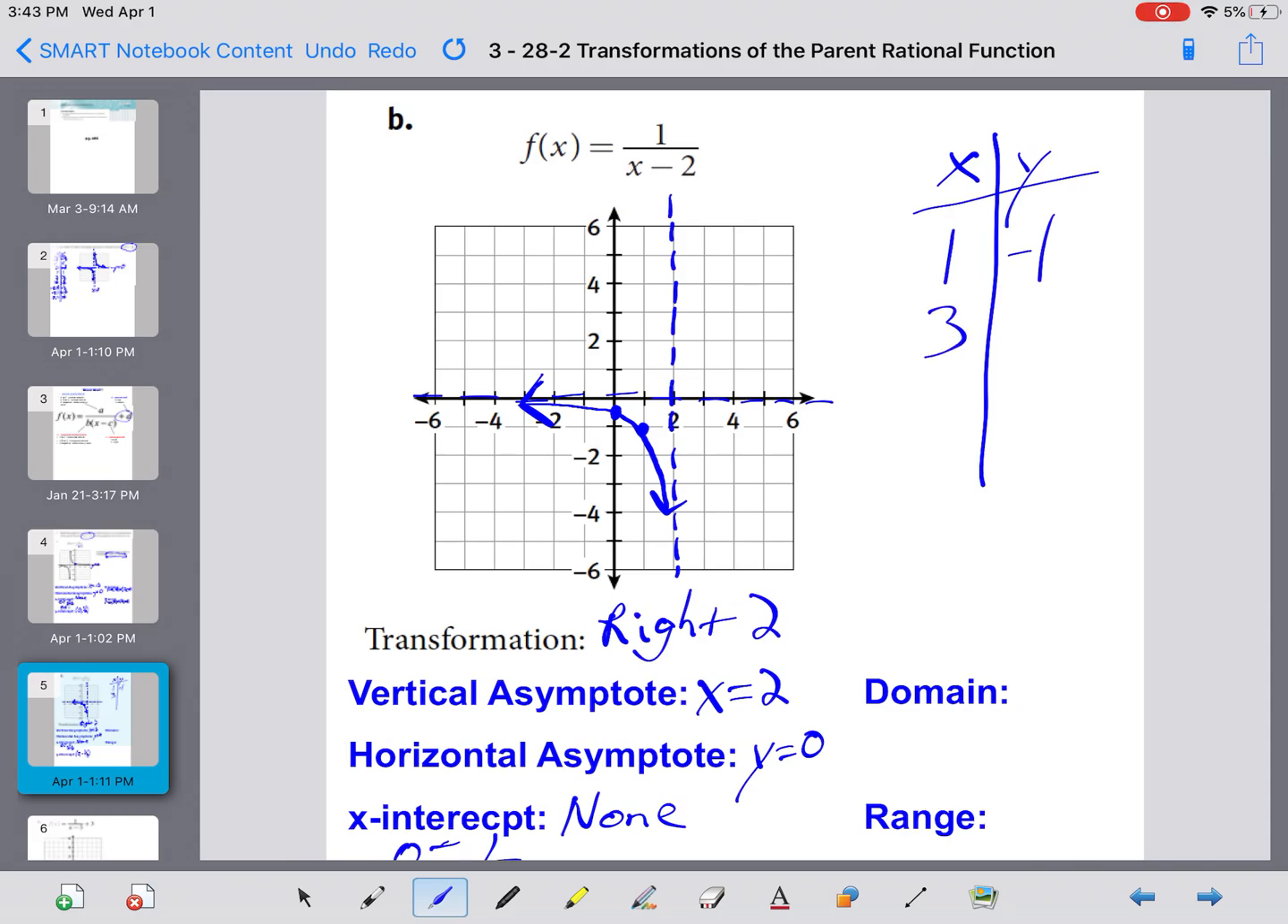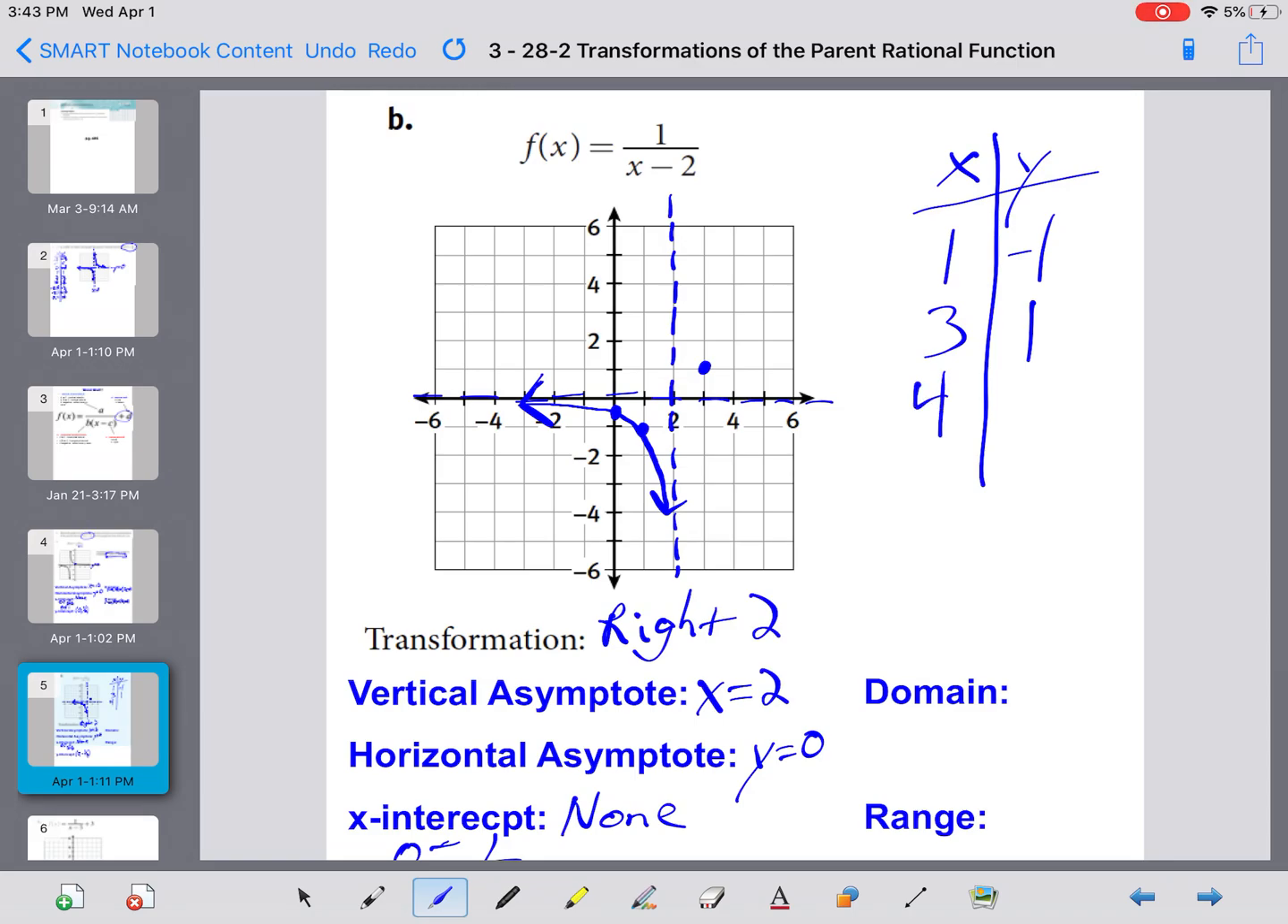If I plug in 3 to f of x, I get 1 over 1, which is 1. So 3, 1 is my point right there. I'm feeling pretty confident the second branch is in the top right corner of this graph, but I'm going to double check. I'm going to plug in 4 as well.